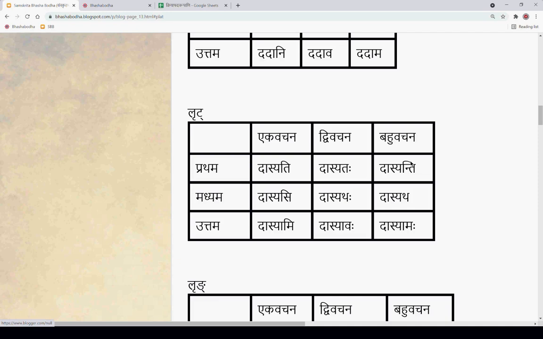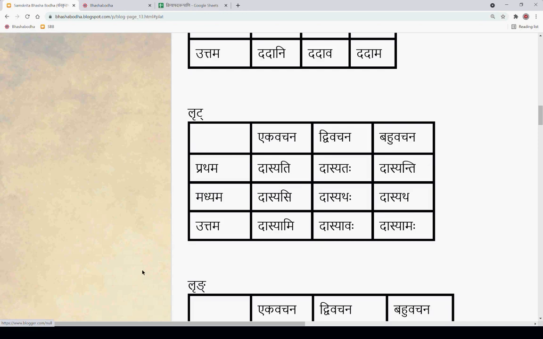So here you see Dasyati, Dasyataha, Dasyanti. And for Tvam, it becomes Dasyasi, Dasyataha, Dasyatha. Yuyam Dasyatha. Uttama Purusha means Aham. For Aham, it becomes Dasyami. Avam Dasyavaha, Vayam Dasyamaha. Saha Dasyati, Tau Dasyataha, Te Dasyanti. So like this, the Bhavishyat Kala forms can be found.